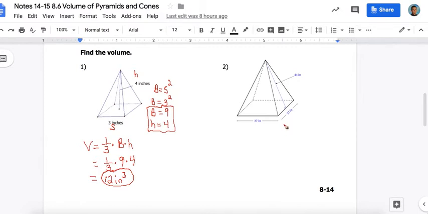Okay, number 2. I notice now that I have a slanted height, which means I don't have the actual height from here, and put a dotted line here.